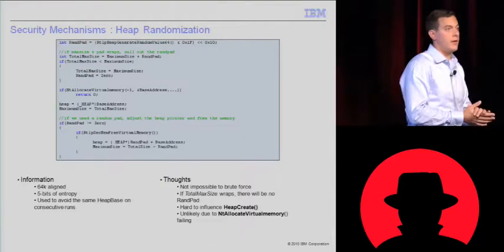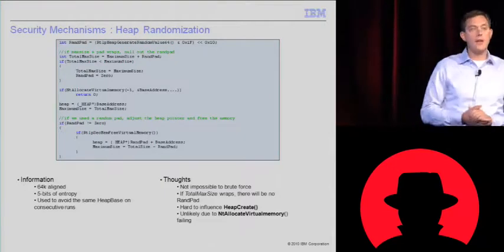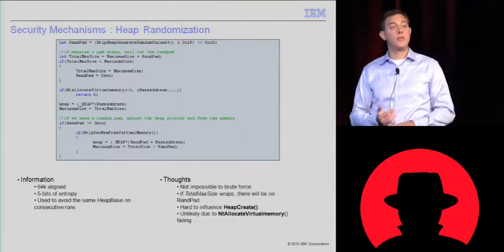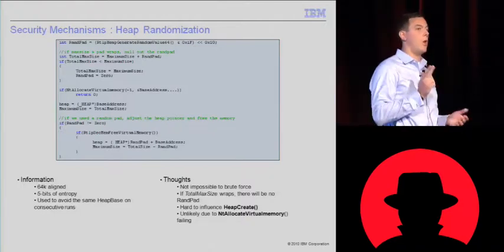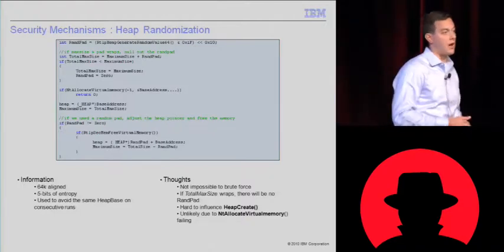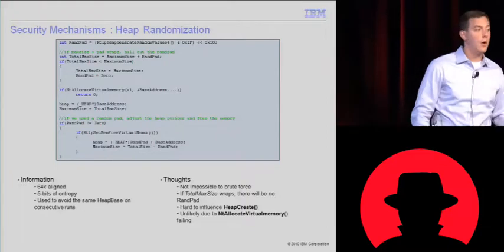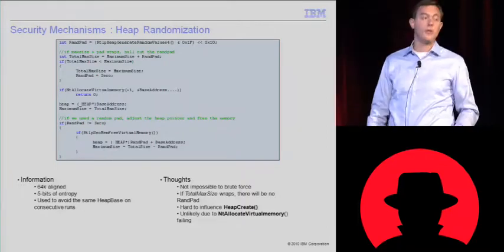Seeing as there's only 5 bits of entropy, I'm not saying it's impossible to guess that address. It is improbable. But if you have more than one attempt to guess the address, I think it could actually be doable, which I'll talk about in the exploitation section.